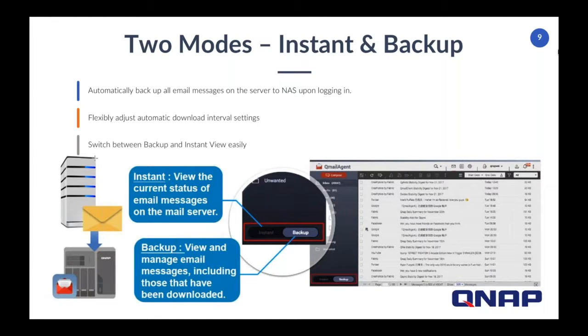The backup mode is where all of your backed up emails are stored. With QMailAgent, all of your emails will be automatically backed up, and you can flexibly adjust automatic download interval settings to determine when to download emails, and it's easy to switch between instant and backup. You just click on the switch, and the backup mode is not a sync. It is just a copy of all the emails that you get copied to QMailAgent.